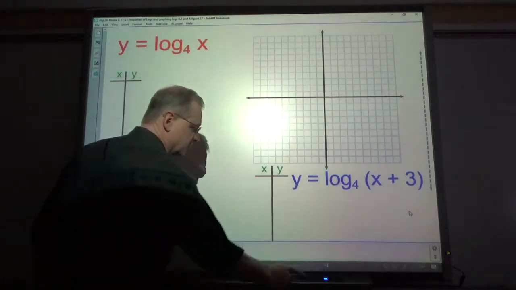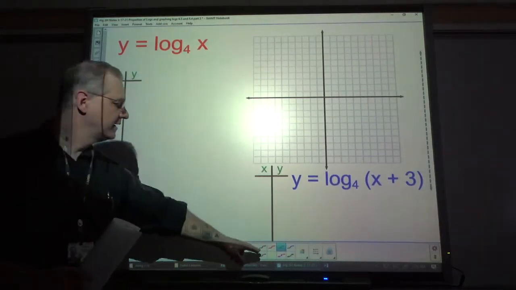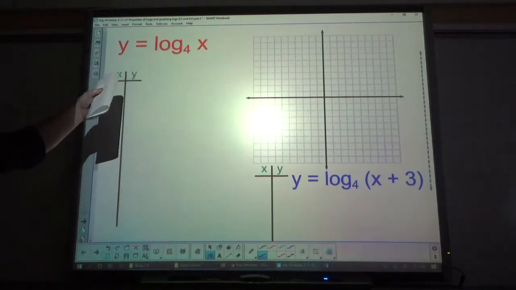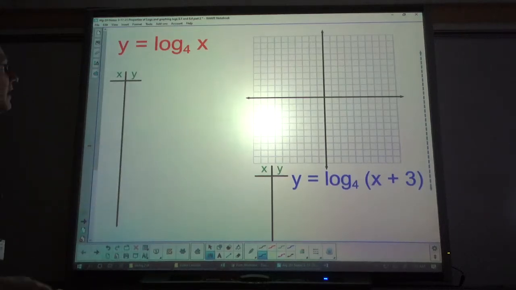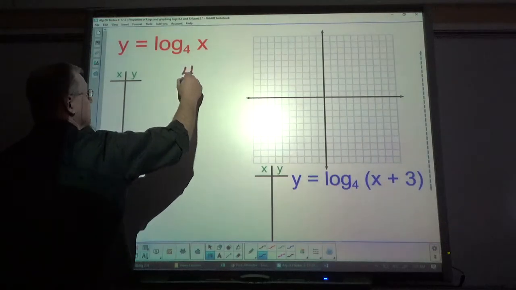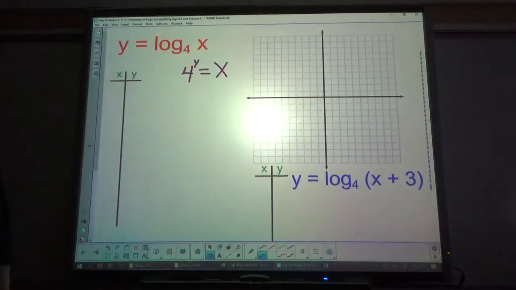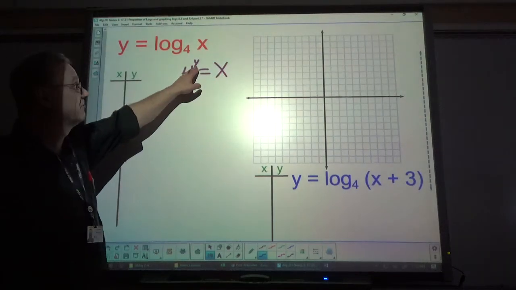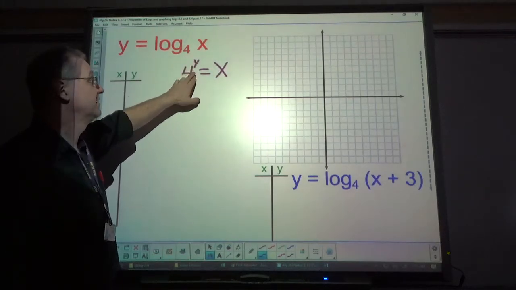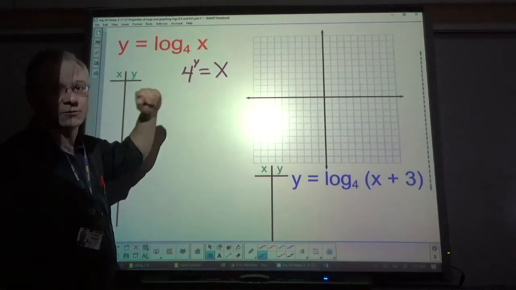I strongly suggest that when you work with a problem like this, you rewrite it in a form that's easier for you to graph. As I said before, I don't think in logs very well. So I'm going to rewrite this in exponential form. This would be 4 to the y equals x. So in this problem, we're going to plug values in for y because it's a lot easier to find out the result if I plug y in here than it is to plug a value in here and work backward.